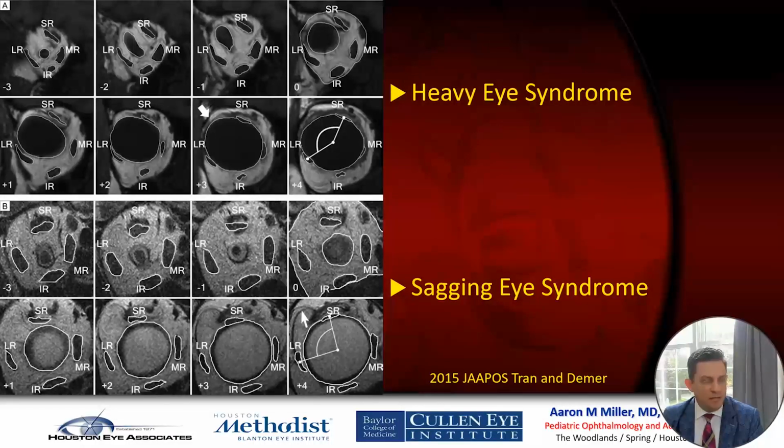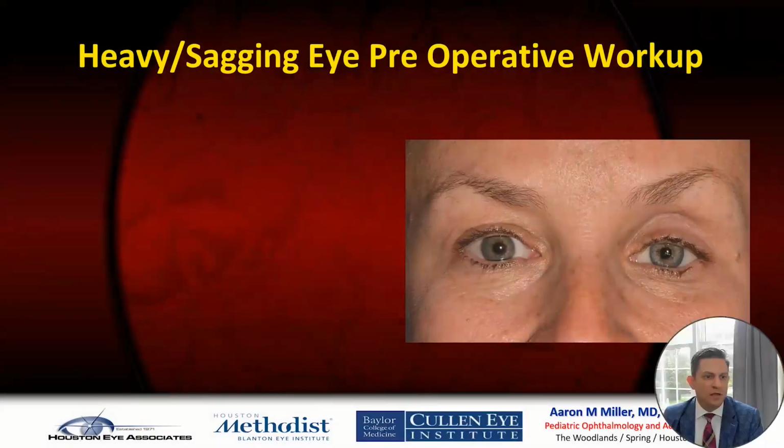The bottom half shows sagging eye syndrome, where you have a more normal anatomical location of the superior and lateral rectus at the deeper levels, and you might get more sagging of the lateral with respect to the superior rectus, and the angle between those two muscles is smaller.